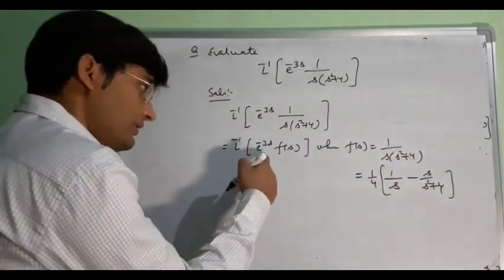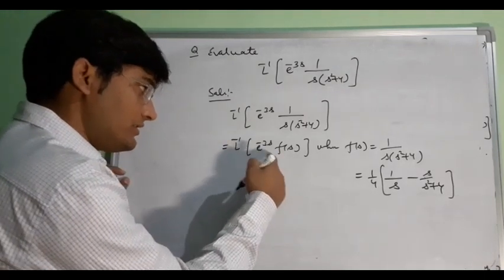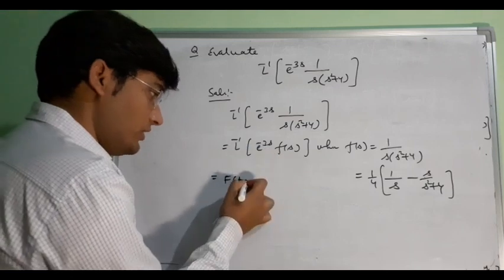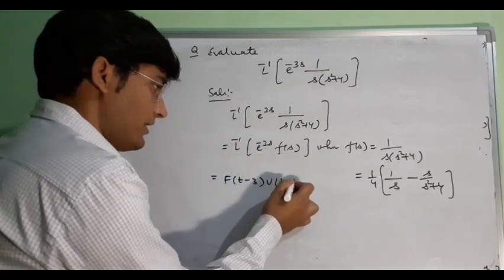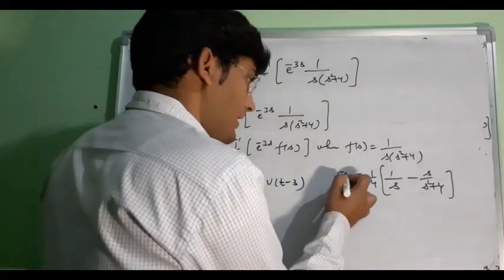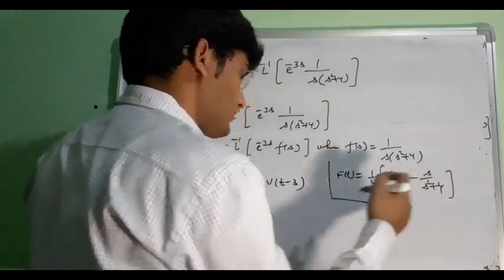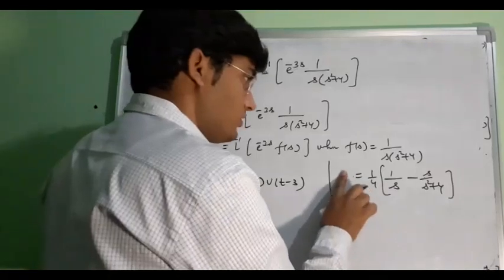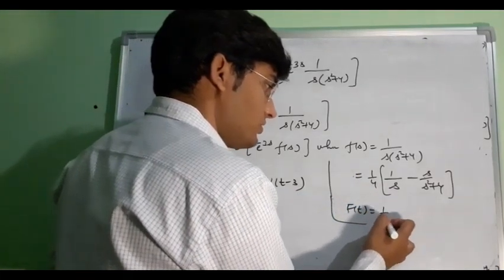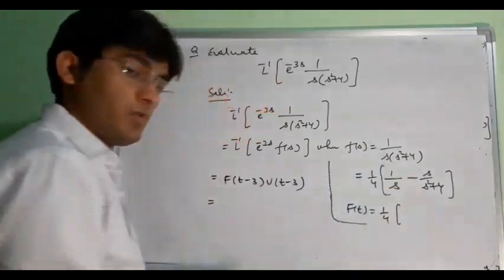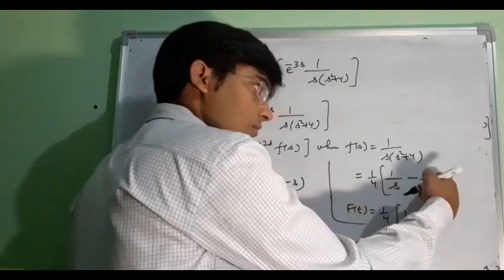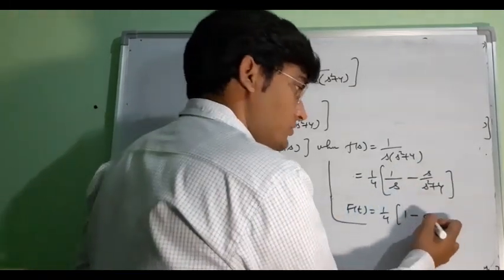Now again, due to the second shifting formula, this will be f(t minus a). In place of a we have 3, so this is your f(t minus 3) u(t minus 3), where my f(t) is this one. Now this was my F(s), and my f(t) will be the inverse of this one, which is: the inverse transform of 1 by s is 1, and the inverse of s upon s² + 4 is cos 2t.